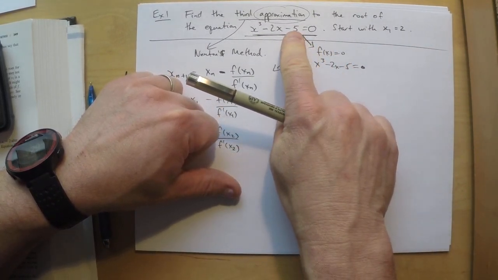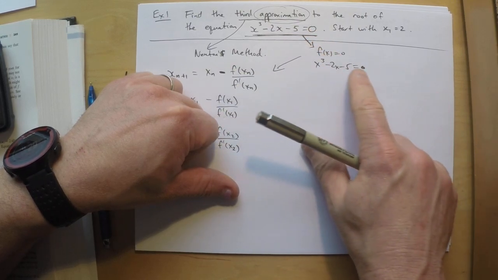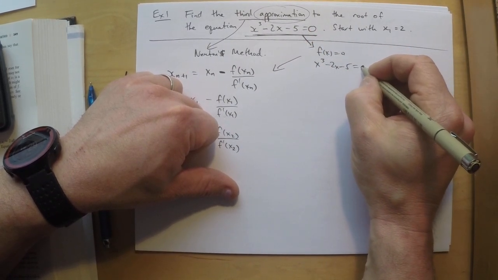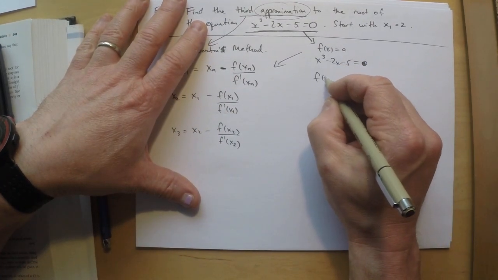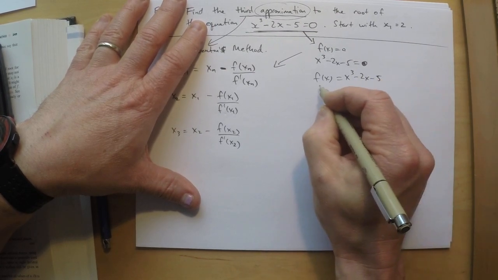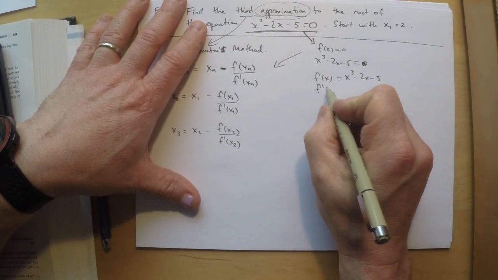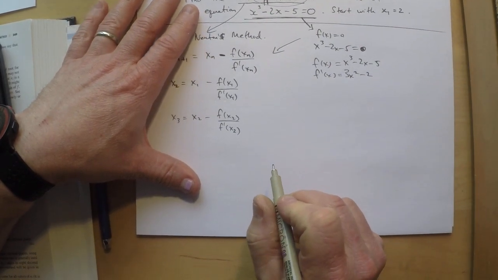If they played tricks on us here and moved the 5 to the other side, you would have to be wise to move the 5 over and make it equal to 0 to have Newton's set up. So there's my function. Hence, the derivative, which I do need, is easy. There's your power rule, 3x squared minus 2.